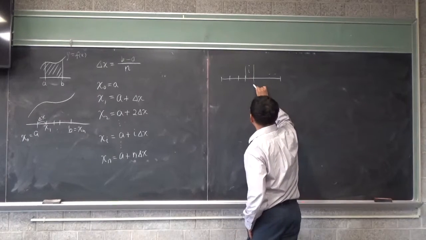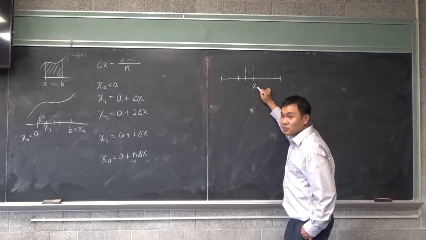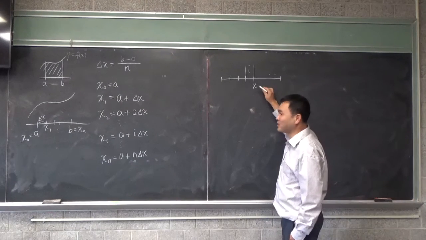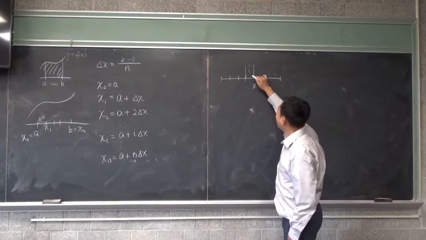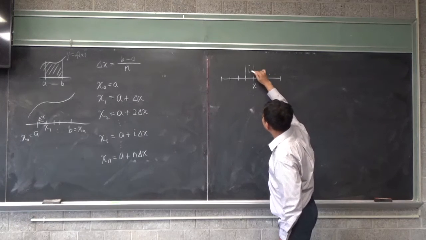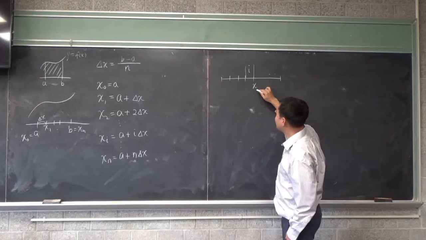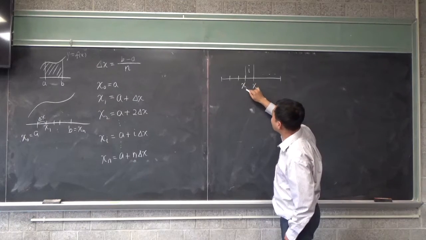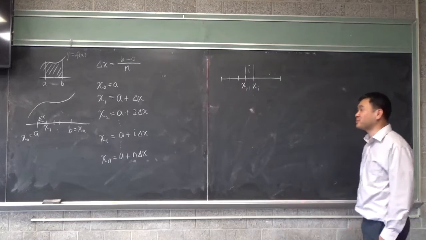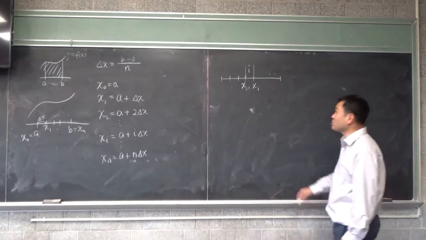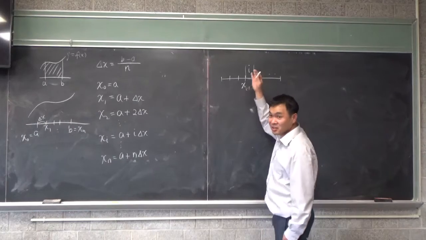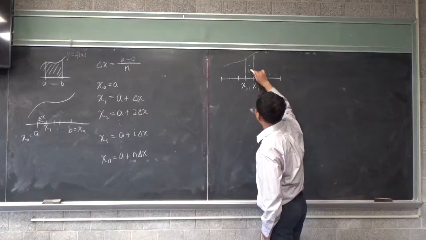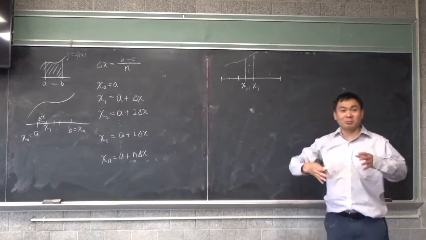And do you remember what's the right endpoint? xi. Where does it come from? The last draft that you had. If you have i, then this should be i, right? And this would be xi minus 1, right? So that's your ith building site, and we want to build something over there.